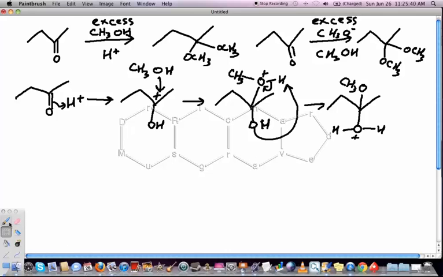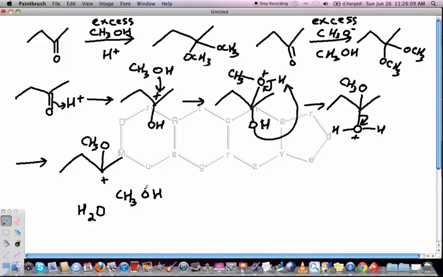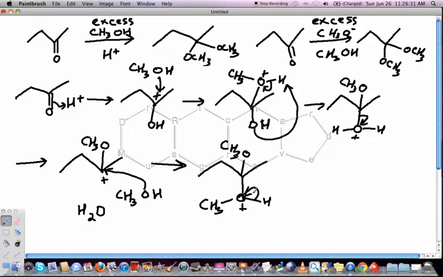Alright, so we've gotten that far. Now we know that this water has to leave. And that's generally the next step after a proton gets transferred, is that the group that the proton got transferred to ends up leaving. That leaves a positive charge on the C. And now we can get the alcohol to come in, attack the plus, and now we can have the H plus leave, and we get our product.